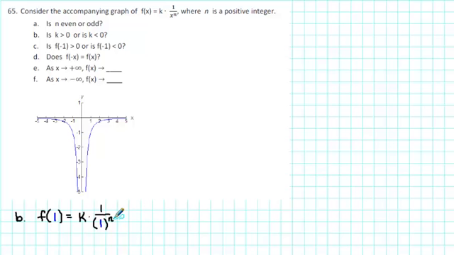In this case, we know that n is a positive integer. So 1 to the first is 1, 1 squared is 1, 1 cubed is 1. No matter what n is, 1 to the n will be equal to the number 1. And 1 goes into 1 one time, and 1 times k is k. So f of 1 is equal to k.